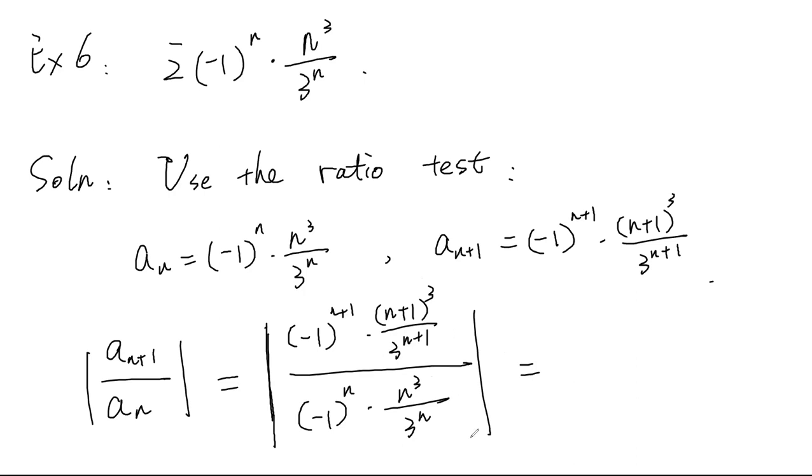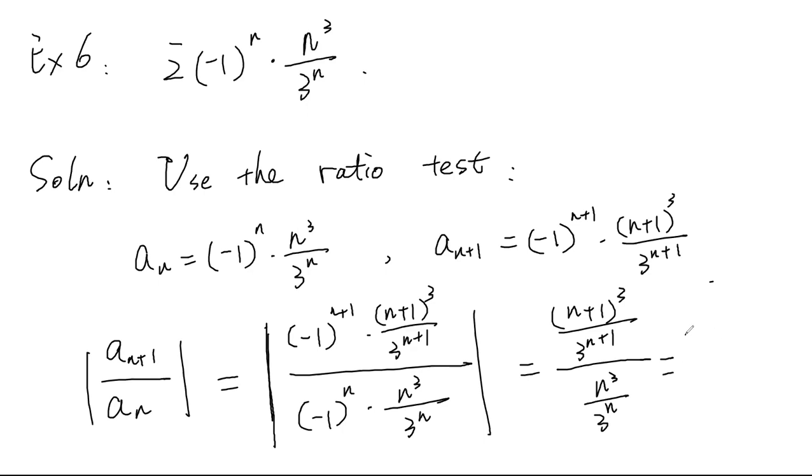Because we have an absolute value, the negative 1 makes no difference here. We can just drop them. And you get (n plus 1) cubed divided by 3 to the n plus 1, and then the whole thing divided by n cubed over 3 to the n, the ratio between the terms.